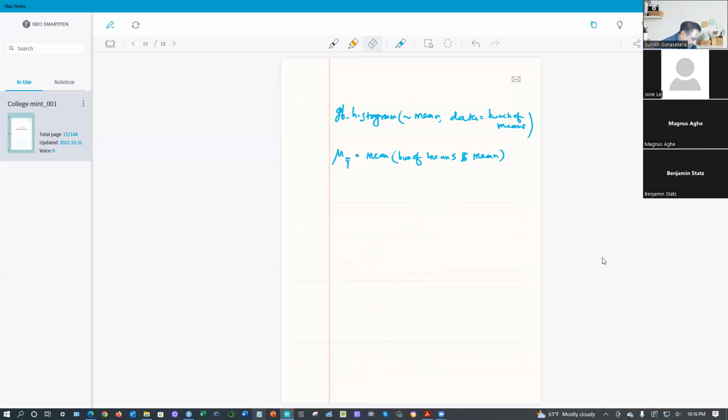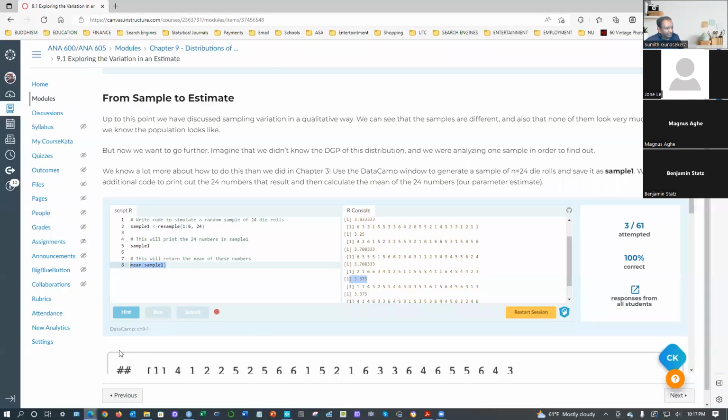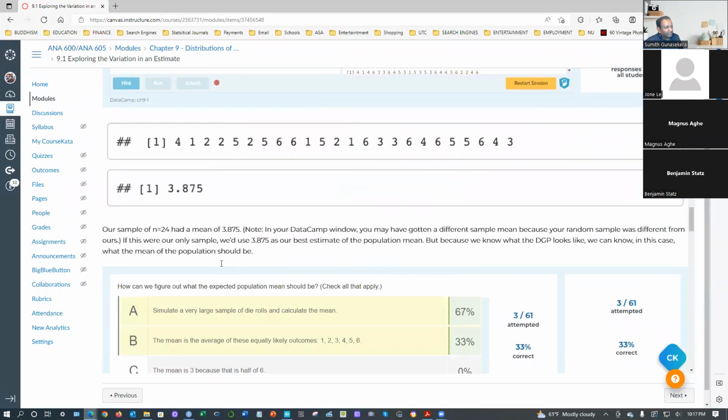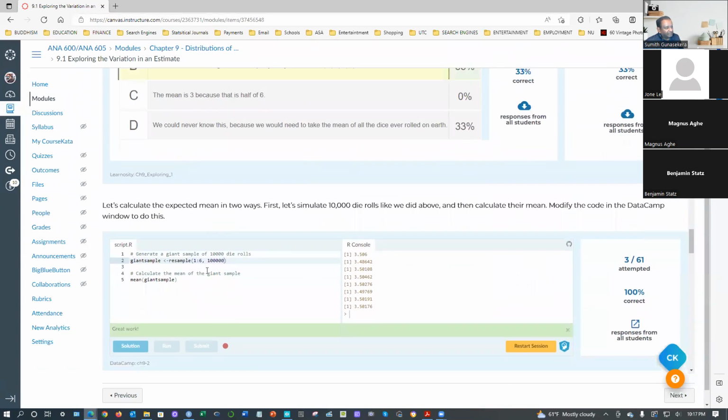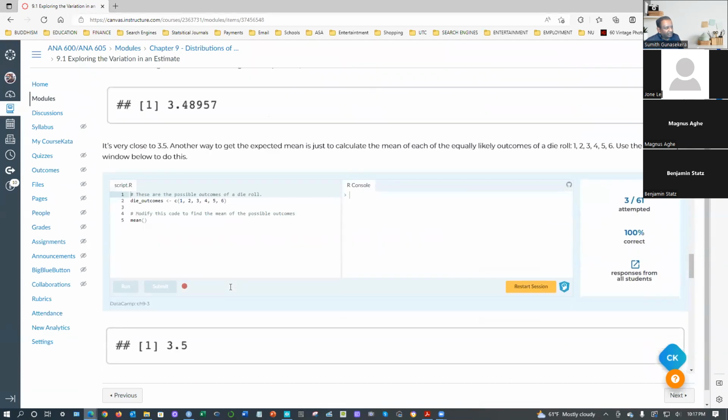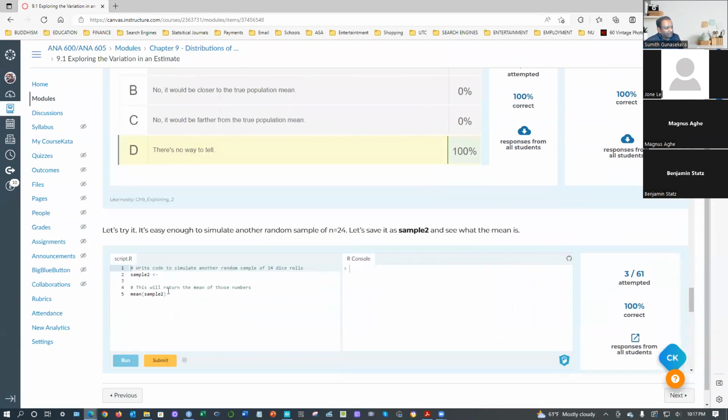So this mu should be equal to what? The population mean. The mean of the sampling distribution should equal the population mean. Let's say that's the case. Let's go ahead and see. Let's keep going. 3.85. That's okay. Then the giant sample mean, we got that. Then the outcome, we know that.